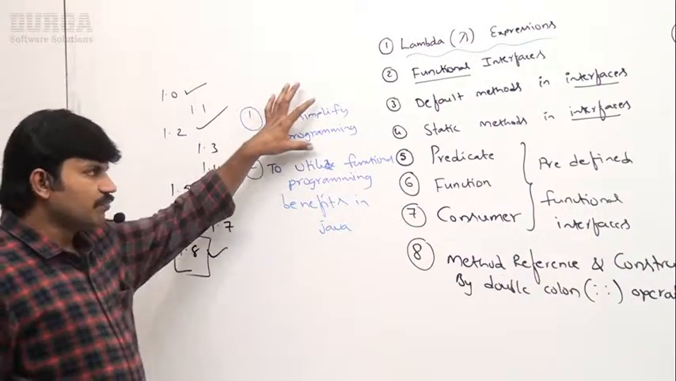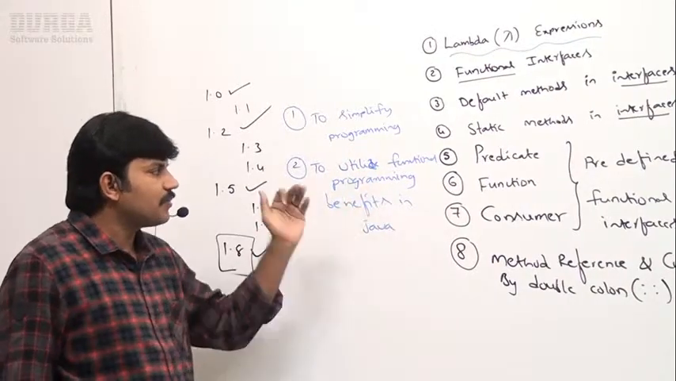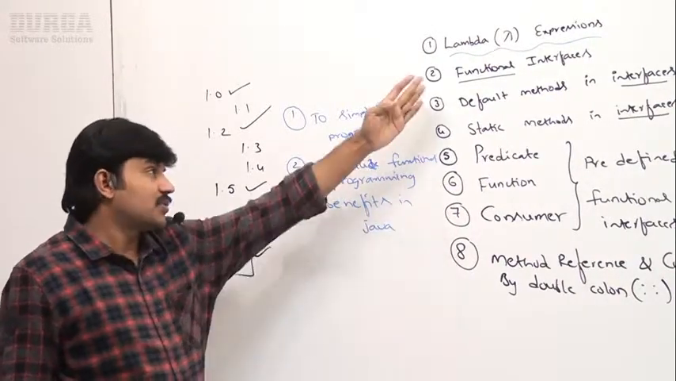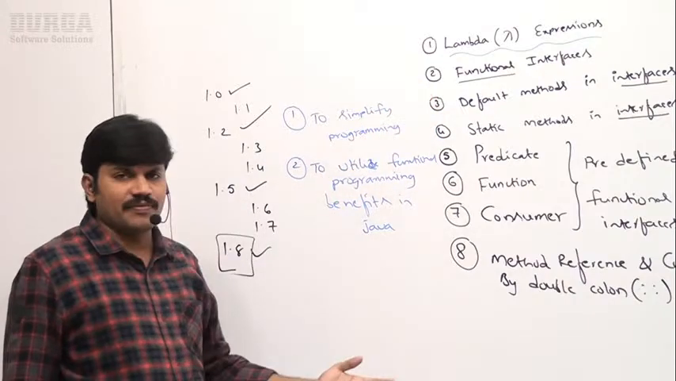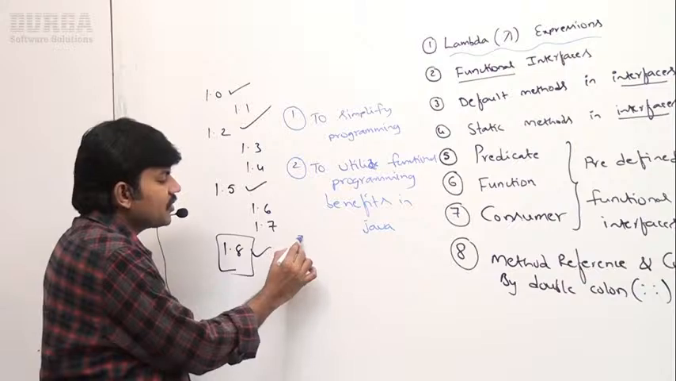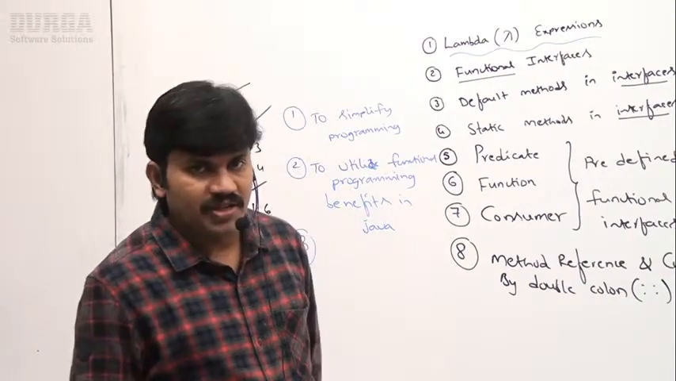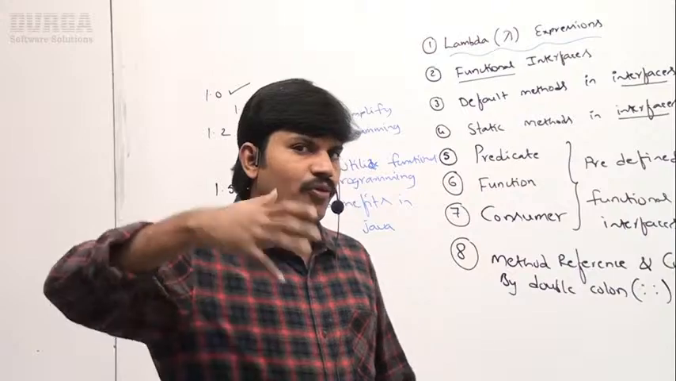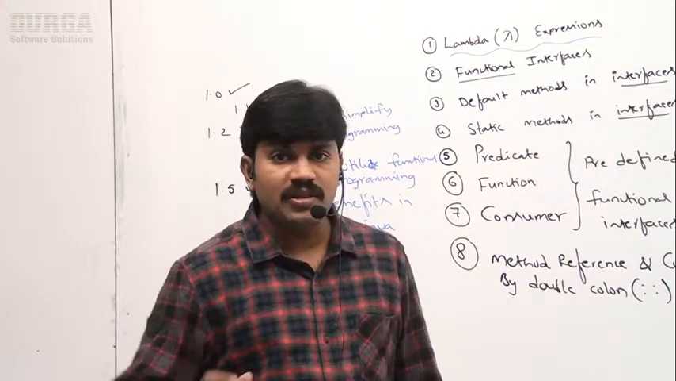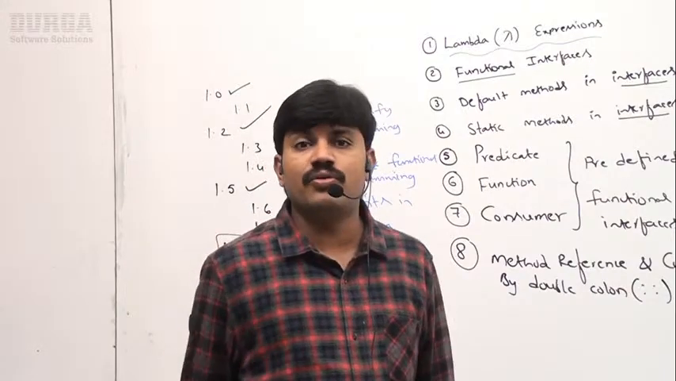So, to simplify programming, the second one is to utilize functional programming benefits in Java. Okay, in the 1.8 version came lambda expression, functional interface, all those things for the same purpose, right? Next, the third reason why Java changed in the 1.8 version is that the style of coding is going to change, sir. Traditional code versus lambda expression: the way of writing the code is a completely new, different syntax that is going to come into the picture.